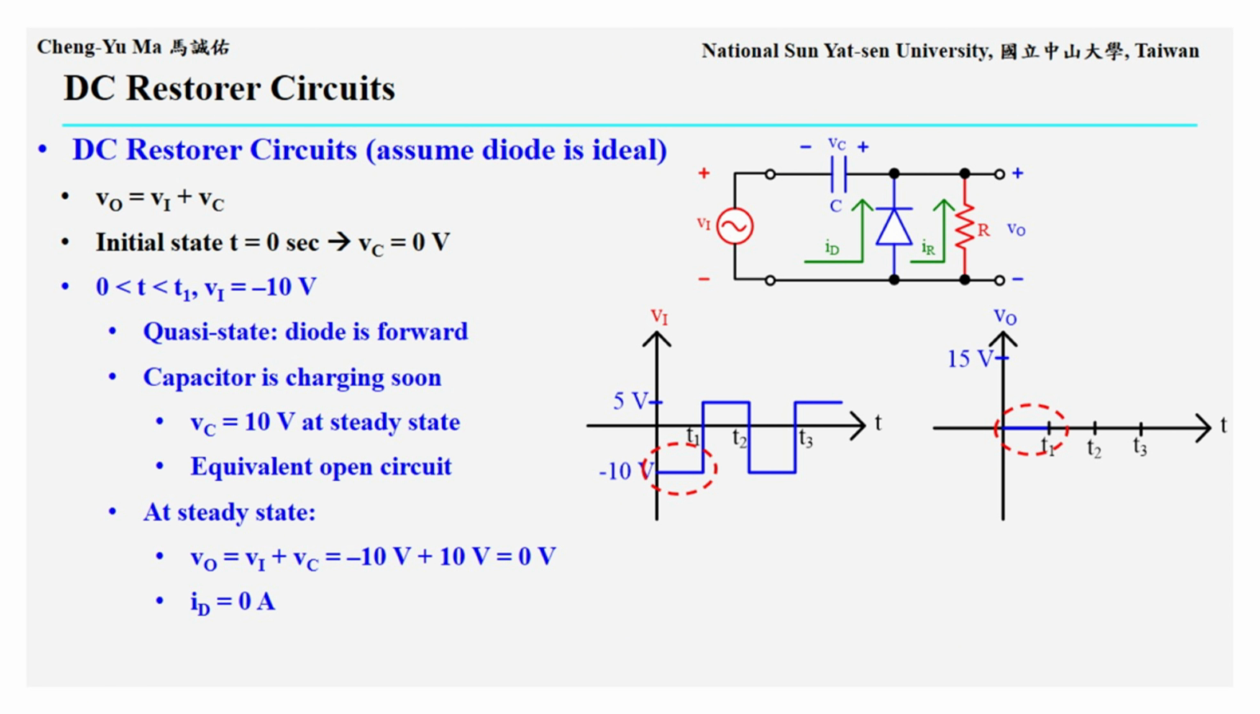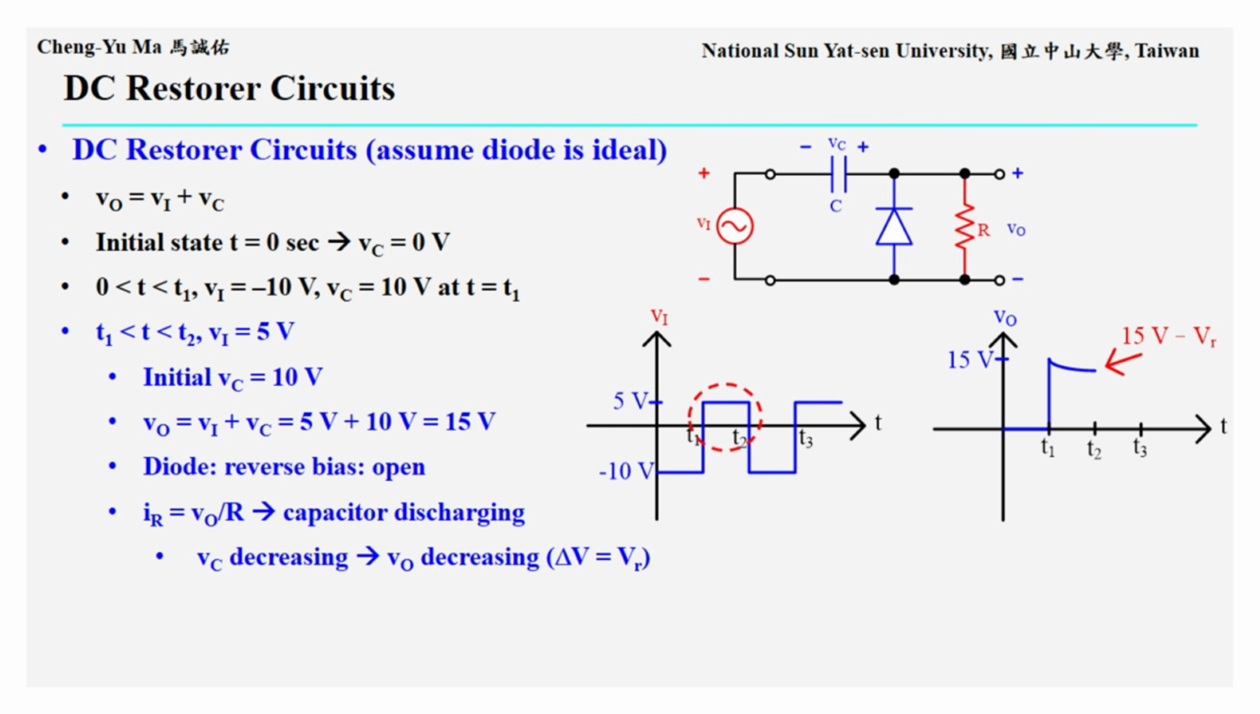After the capacitor charges to 10 volts, the diode stops conducting, so ID becomes 0. The resistor also has no voltage difference across it, so IR becomes 0. The circuit reaches a steady state, and the output voltage is Vo equals negative 10 volts plus 10 volts, equal to 0 volts. If the charging time is much shorter than T1, the output is approximately 0 volts during this interval.